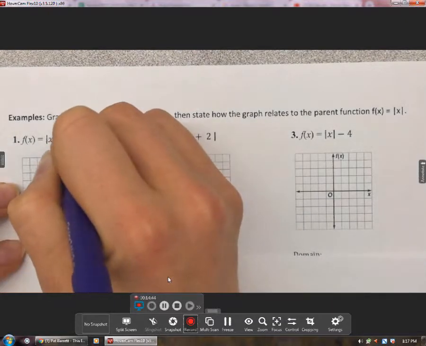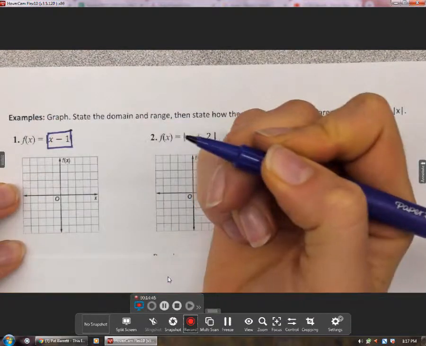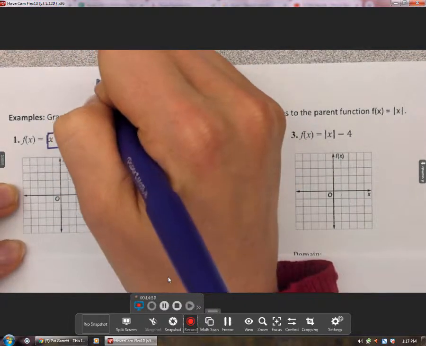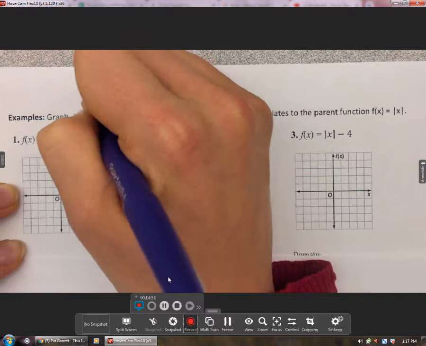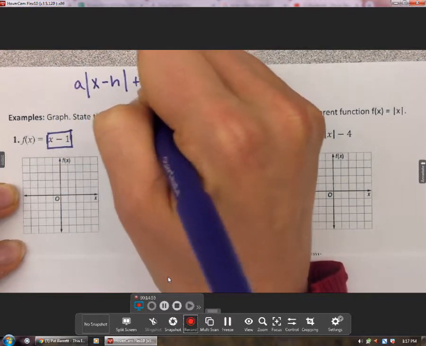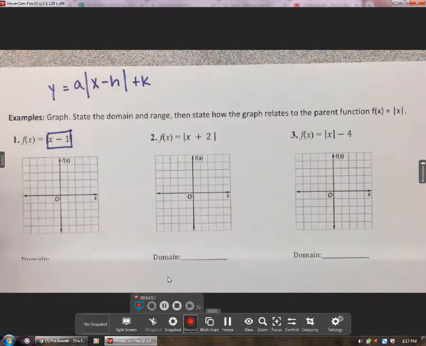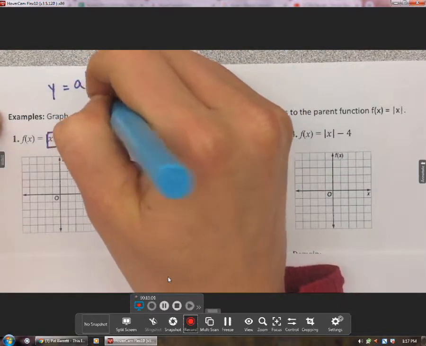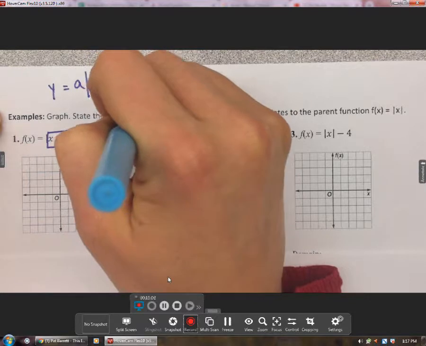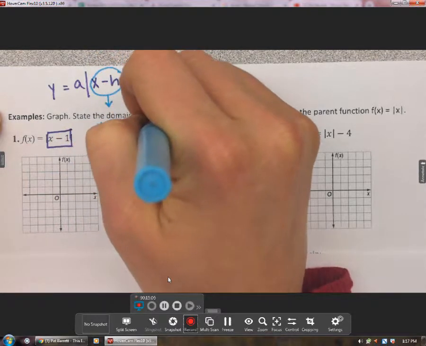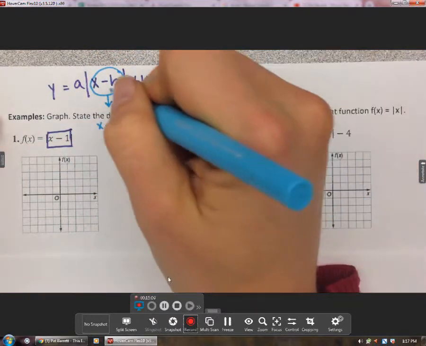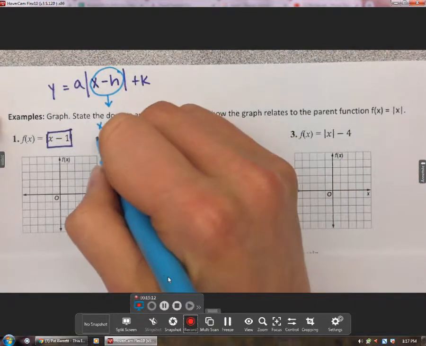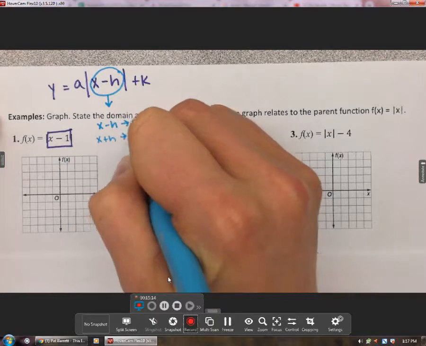If you have x minus 1 inside of here, so if you have x minus h in our linear equation, this is worth writing down. This part right here, x minus h moves the graph right. I know it's opposite of what you'd expect, even though it's a minus. It moves it right. If you had x plus h, it moves the graph left.